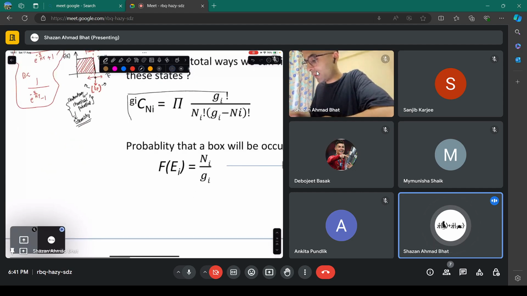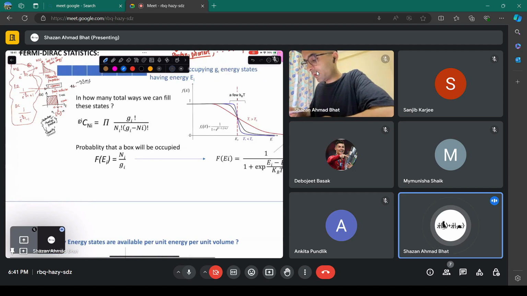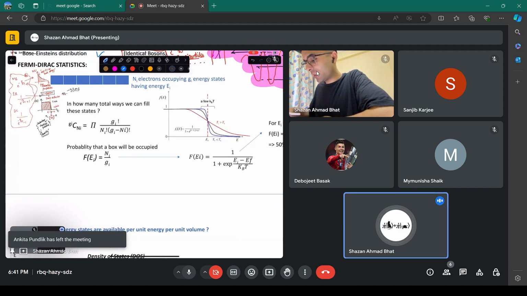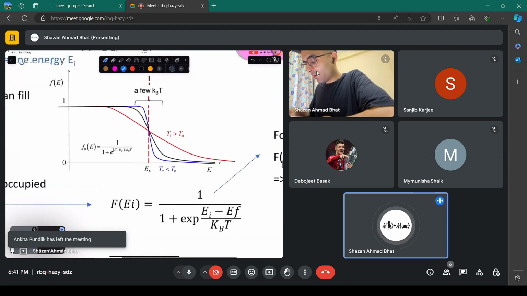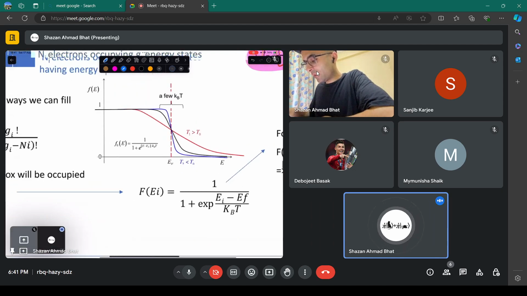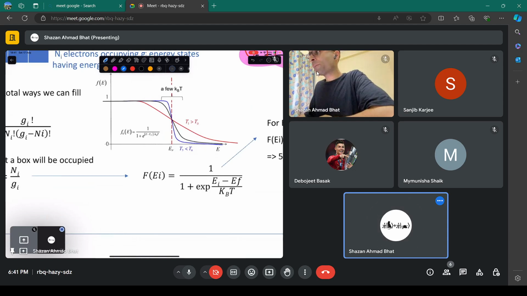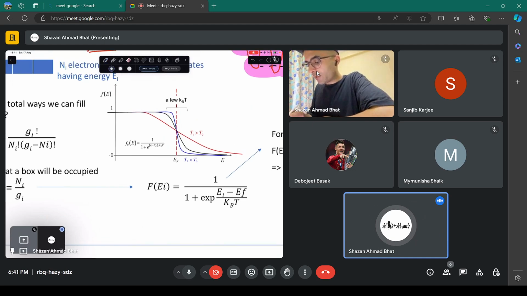I won't go into the detail. If you want to, I will upload the slides, but I won't go into the derivation of this. It simply comes from the statistics, using combinations and how the states are filled. But this is the particular plot I want to show you. I think this was given in the previous assignment set also. So now I showed you how the Fermi distribution looks.